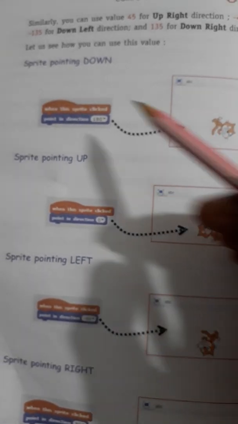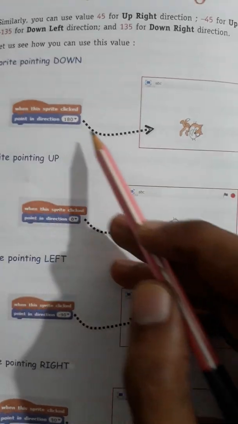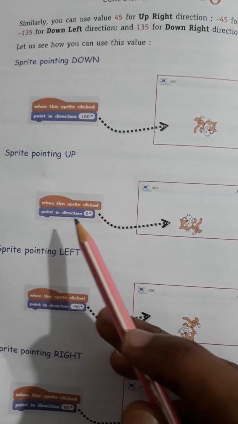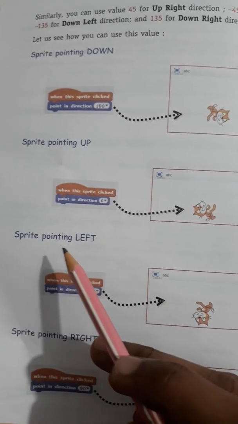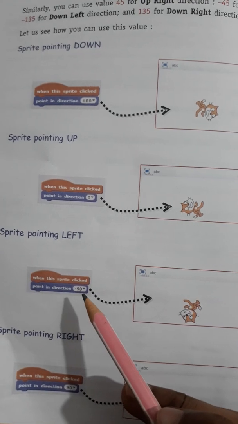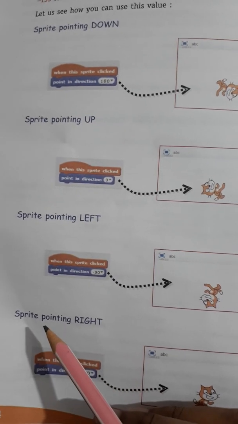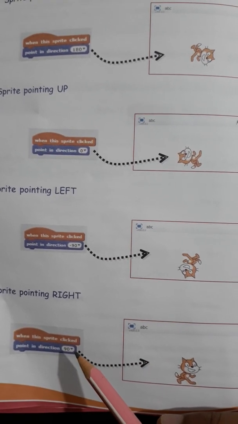Here is an example, sprite pointing down. So we have to use 180 in point in direction like this. Sprite pointing up. So we use 0 value in point in direction. Sprite pointing left. We use minus 90 in point in direction. Sprite pointing right. So we use 90 degrees in point in direction.